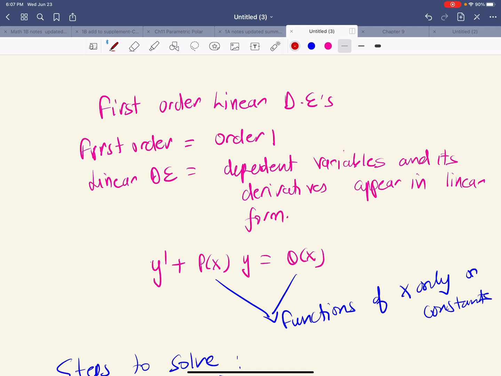In this video, we are going to discuss first order linear differential equations. First order means the order is 1. That means there's only dy dx. We don't have the second, third, fourth, or higher derivative. So the equation involves only the first derivative.